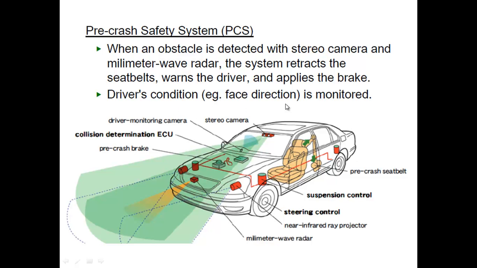The driver's condition, for example face direction, is monitored. Here is the stereo camera and driver monitoring camera, the collision determination electronic control unit, then the pre-crash brake. This brake is applied automatically. Then suspension control, steering control, near infrared projector, and millimeter wave radar which is projected from the car towards the obstacle. From that analysis the pre-crash system will work to avoid the collision.